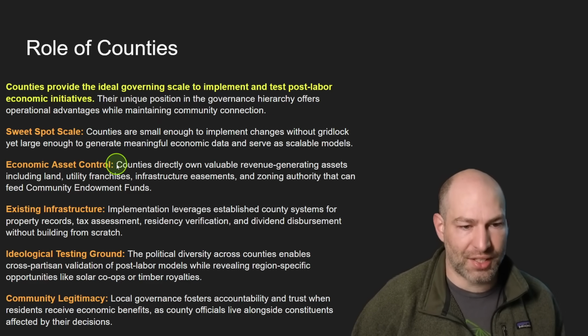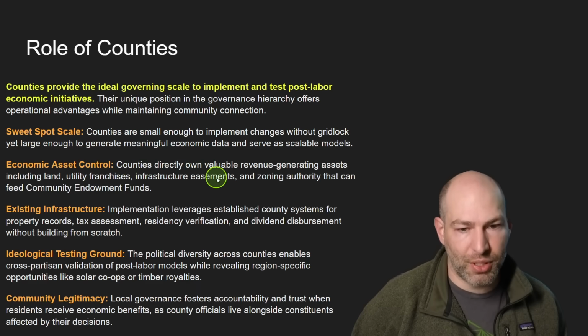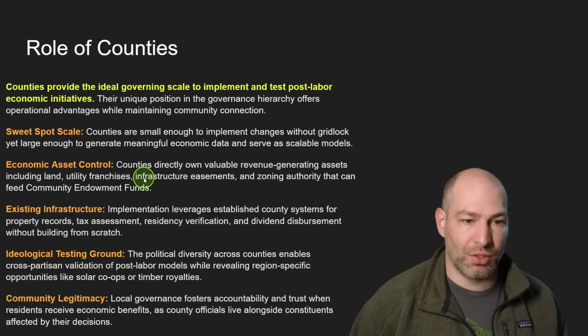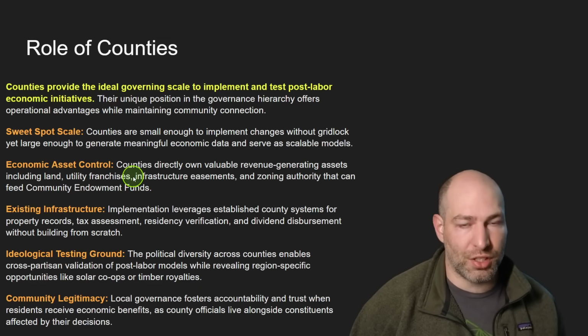Next is economic asset control. Counties directly own valuable revenue-generating assets including land, utility franchises, infrastructure easements, and zoning authority that can feed community endowment funds. This is also true of states, by the way. Again, I'm just recommending that we start with counties just because they're small, there's many of them, and there's going to be a lot more flexible testing.